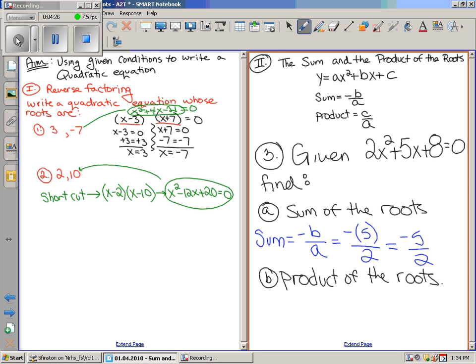And what about the product? The product of the equation is c divided by a. And so we're just going to plug into it. What number stands for c? 8. Of course 8 stands for c. What number stands for a? 2.